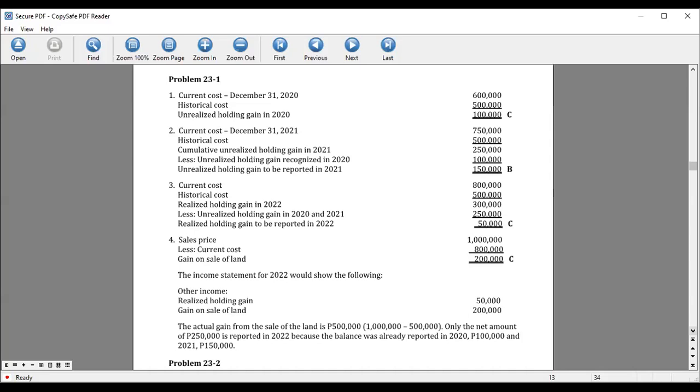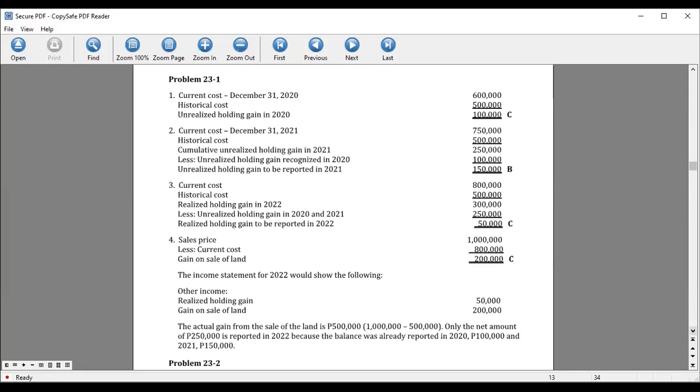Now the gain on sale of the land, with sales price of 1 million and the current cost of 800,000, the gain on the sale of the land is 200,000. The income statement would show the following among other income: realized holding gain of 50,000, then gain on sale of land of 200,000. The actual gain from the sale of the land is 500,000. That's 1 million minus the original cost of 500,000.